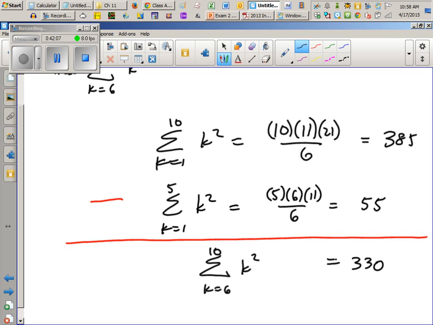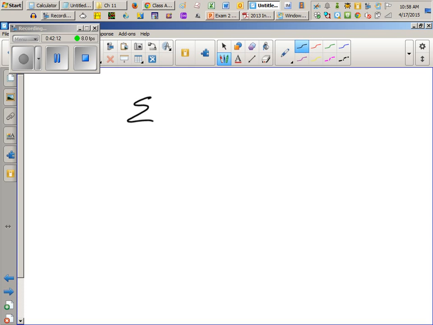There's another way to do this problem entirely. The problem was Mr. Shore wanted us to add k equals 6 to 10 of k squared. We accomplished it by subtracting 2 sigmas. There's an entirely different approach, and it is just as important, if not more important. You might like it better. Why can't I just jump in and use the formula right now? It doesn't start at 1. I wonder if I could just make it start at 1.